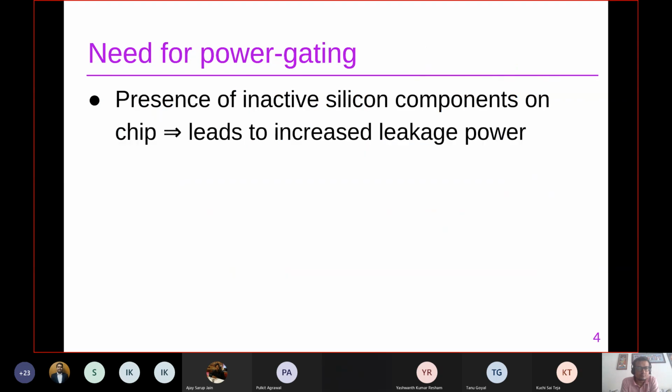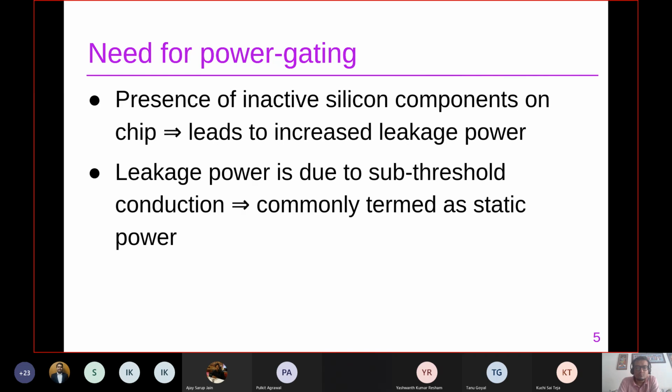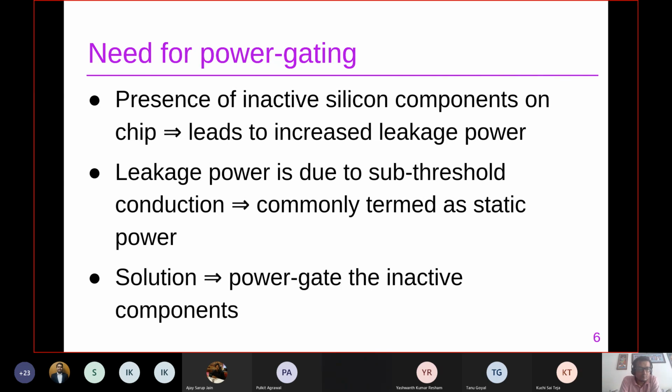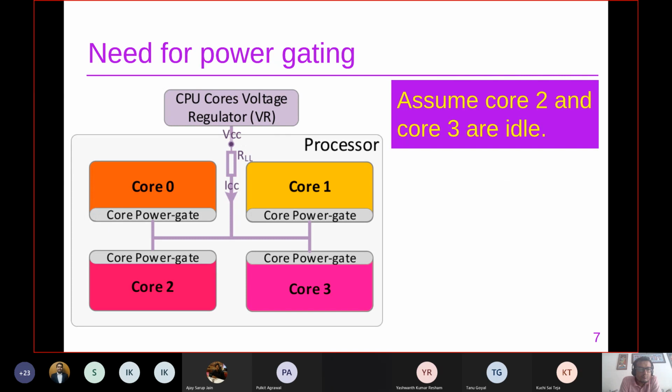Now let us understand why we actually need power gating. There is presence of inactive silicon components on chip, and this leads to increased leakage power. This leakage power is due to sub-threshold conduction, which is also commonly termed static power in our architecture domain. One of the solutions to reduce the static power consumption is to power gate such inactive components.